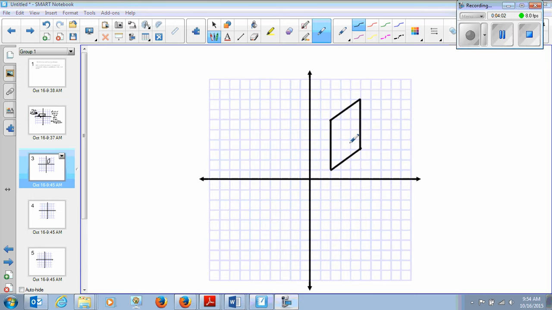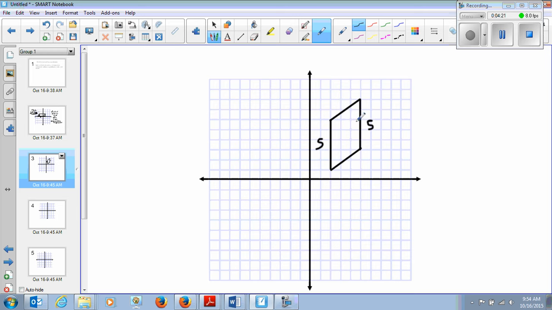Let's go ahead and look at another example here. This parallelogram looks a little bit different. There's 2 sides that we can find the length of just by counting. So I'm going to go ahead and do that. This is 1, 2, 3, 4, 5 units long. So we put a 5 there. This one is also 5 units long. So we go ahead and find the area.